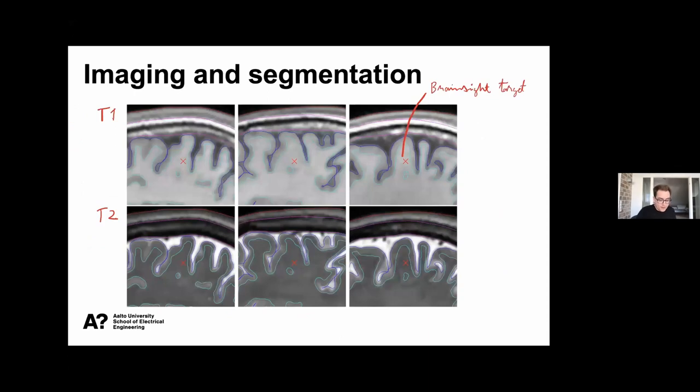I will soon show the results, but first I have some notes about the segmentation and other methods. For the segmentation, we used both T1 and T2 weighted MRI images. Here are some examples of the segmentation. Here the gray matter is here, the skull is here, and the white matter is here.